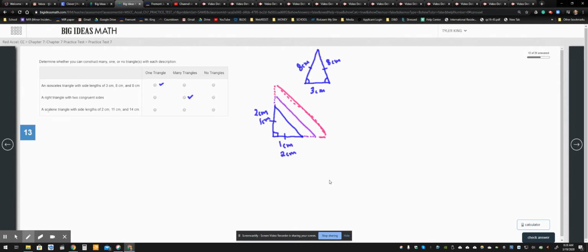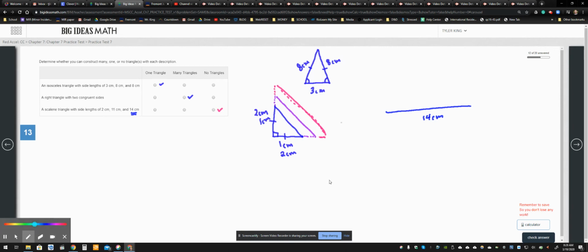Now a scalene triangle with side lengths of 2, 11, and 14. This is where I'm thinking we're probably going to hit no triangles, and it might just be that way because I see that we have two of the other ones. But let's take a look at this too. Now, we know that our longest side here has to be 14 centimeters long. Now our two short sides are 2 and 11.